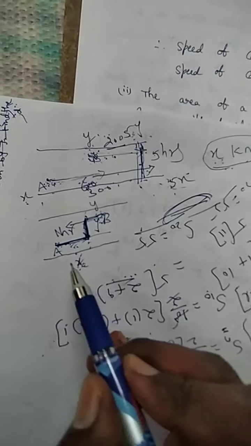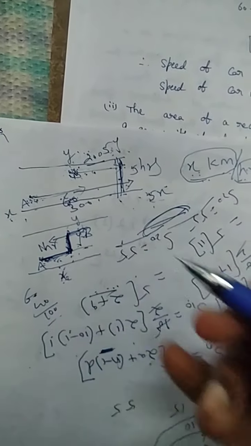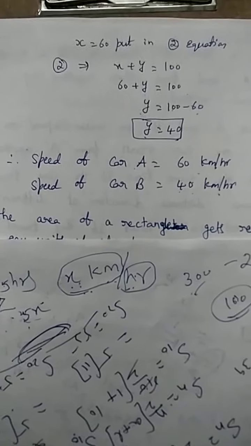In the same way, in 1 hour A travels 60 kilometers and B travels 40 kilometers. 60 plus 40 is 100, which means the distance between the 2 points is 100 kilometers only. So the answer is right.